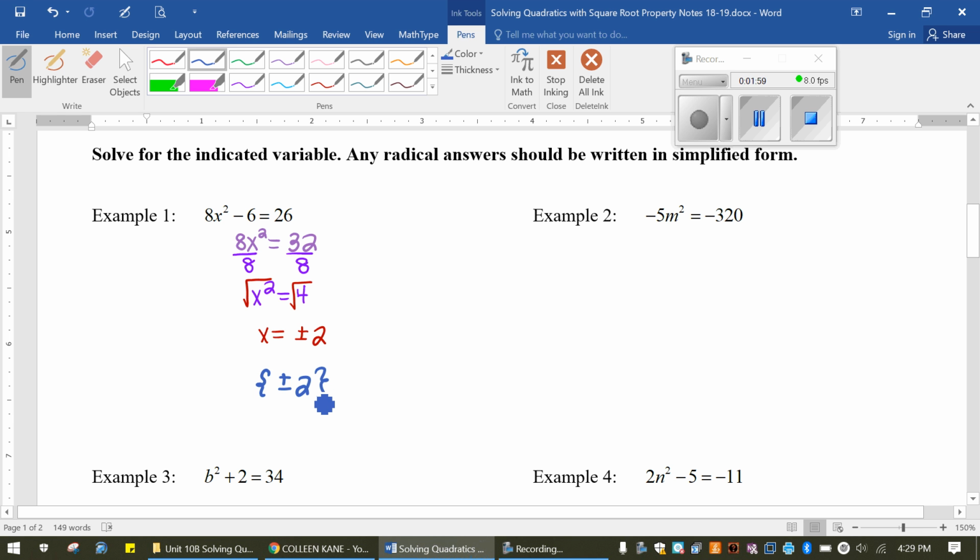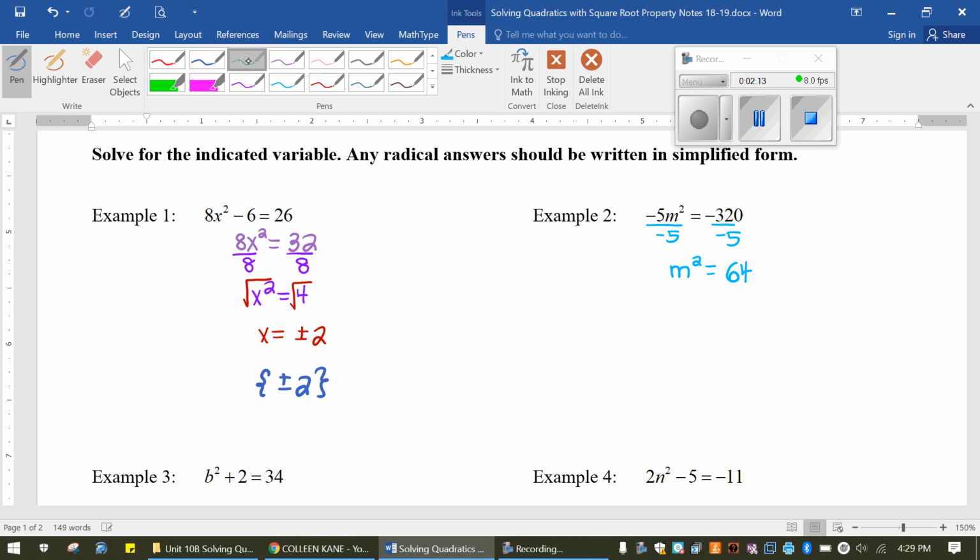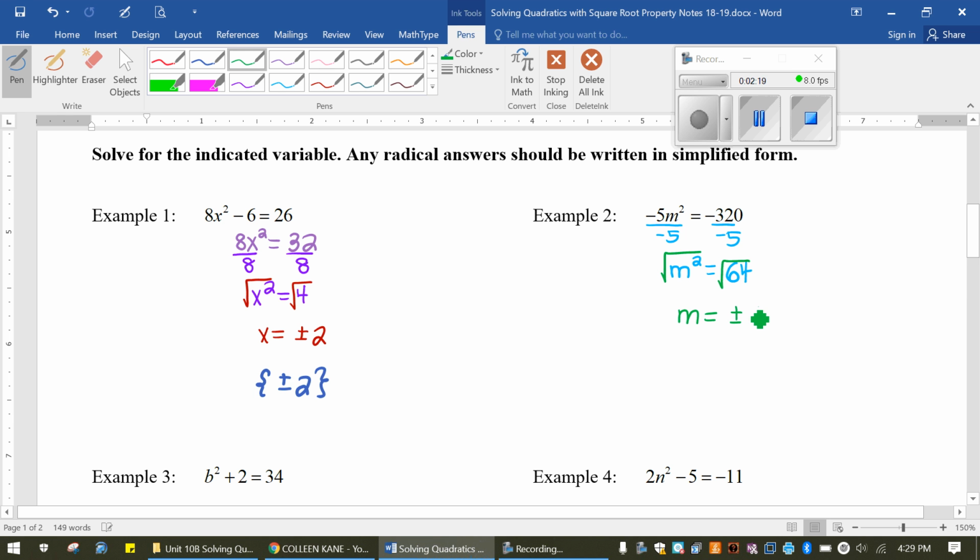Looking at number 2, I don't have anything to add or subtract to move away from the squared term. I just have to divide by negative 5 to isolate it. So m squared is 64. And then we're going to take the square root of both sides, and m is plus or minus 8. And then we put that in a solution set.